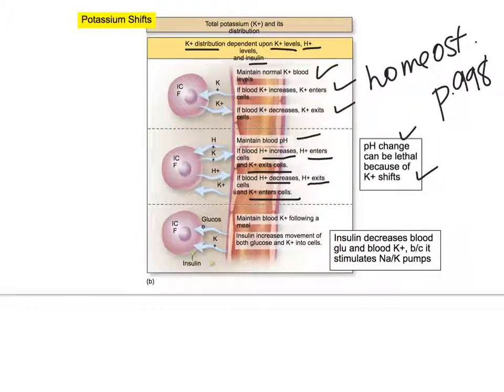Now insulin has another effect. Typically what happens is we maintain potassium following a meal. But if insulin increases, it's going to increase the movement of glucose and potassium into the cell. So if there's too much insulin, we'll get too much potassium into the cell. I hope that all makes sense.